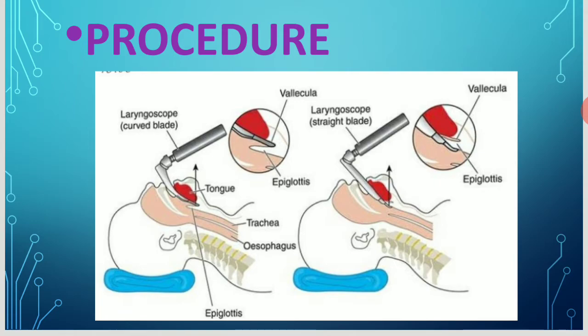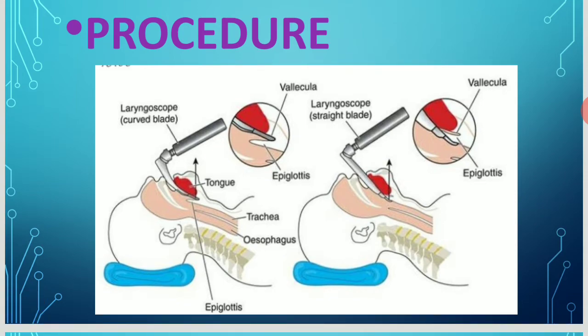Then insert the tube through the vocal cords, remove the laryngoscope and inflate the balloon using a 5 to 10 ml syringe. Then confirm correct placement of the endotracheal tube and secure the tube. Then suction pressure: adult 100 to 120 mmHg, children 50 to 100 mmHg and infant 40 to 60 mmHg.